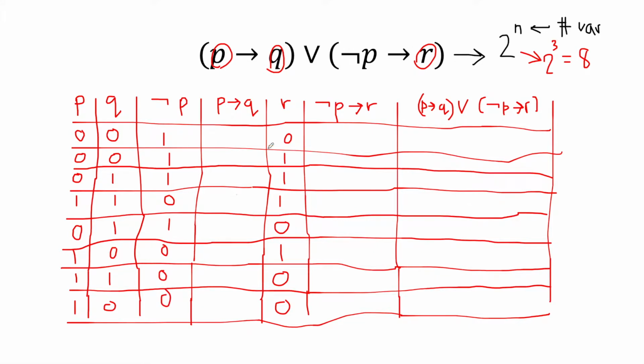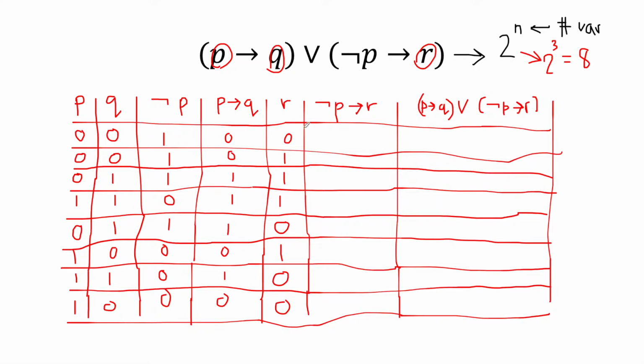If P then Q, this is what? 1. Sorry, I made a mistake, it is 0. So here is 0. Same goes to here, 0. This is 1. This is 1. This is 1. This is 0. This is 1 and this is 0.